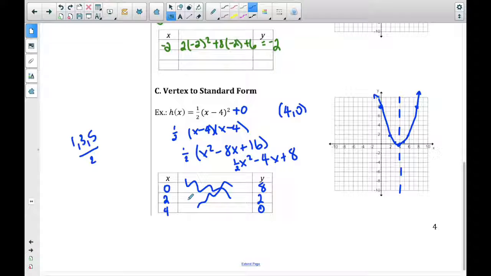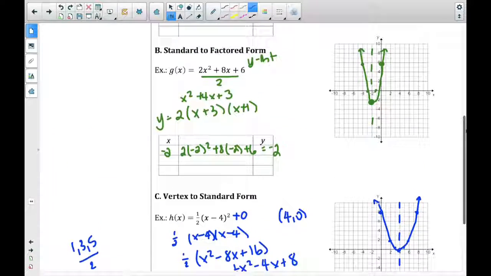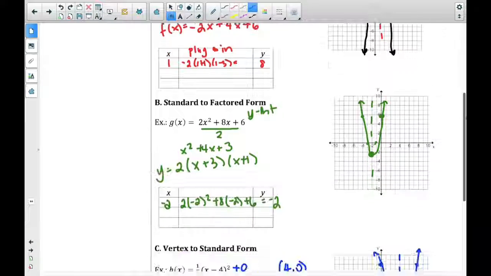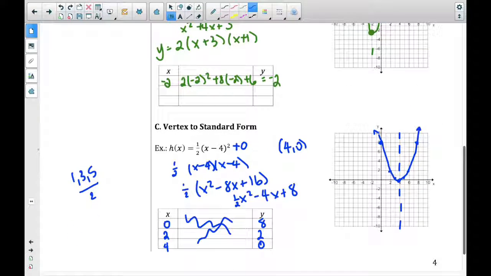Okay, this page covered the three easier conversions: going from factored to standard, standard to factored, and also vertex to standard form. We'll stop this video here, and then on the next video we will cover the other third way, which is changing from standard to vertex.